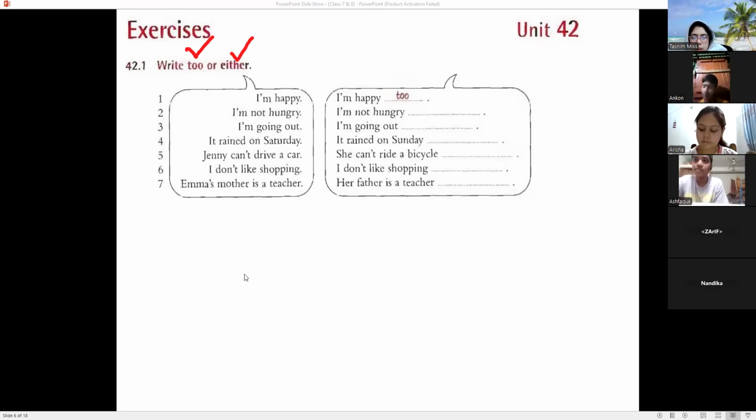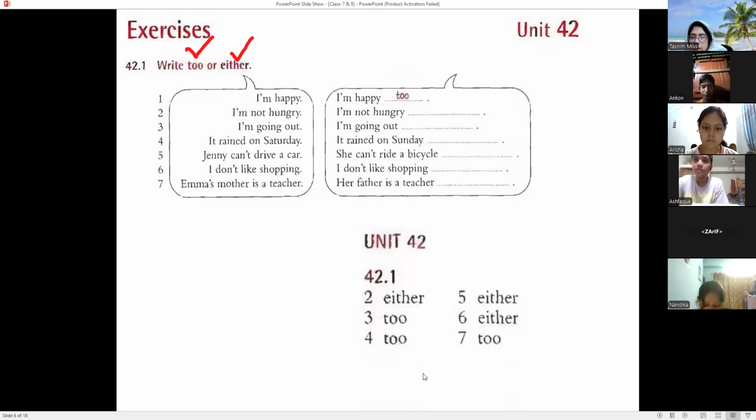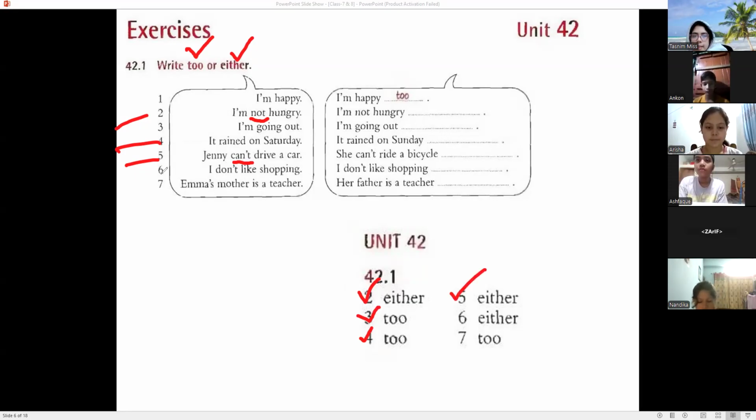Done, Miss. Okay. So what have we taken in mind, what did we learn from here? If it is positive, then at the end of the sentence we use too; if it is negative, then you use either. So look at the answer here, number 2, I'm not hungry, so this is a negative sentence, that's why either. I'm not hungry either. I'm going out, here I'm going out too, positive. It rained on Saturday, it rained on Sunday too. 5, Jenny can't drive a car, so this is negative, so she can't ride a bicycle either. 6, I don't like shopping, I don't like shopping either. Ima's mother is a teacher, her father is a teacher too. Clear?